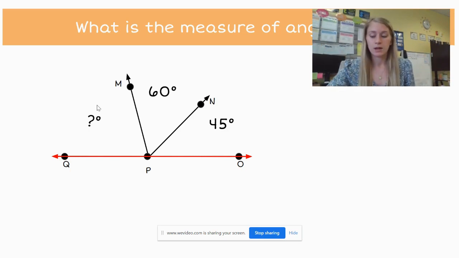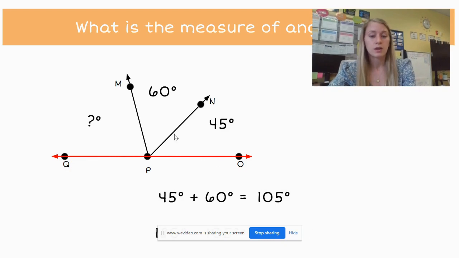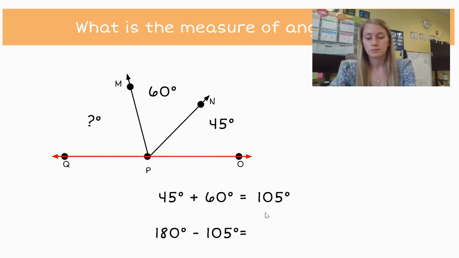Now, what do we do with the pieces that we do know? We're going to add them up and then subtract them. So first, we know 45 and we know 60. Let's add them up. 45 plus 60 is 105 degrees. Now, to find this remaining amount that we don't know, we're going to take the total, 180, and subtract from it what we do know, 105, to give us our answer of 75 degrees.